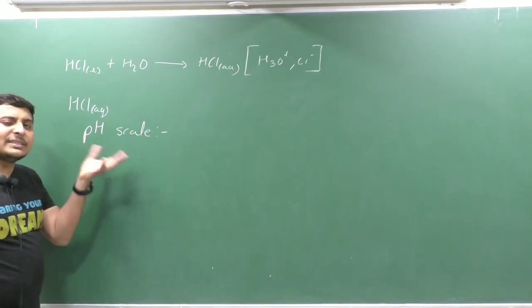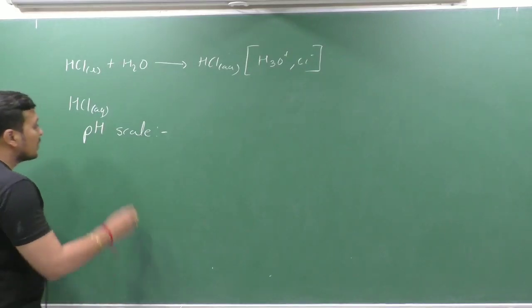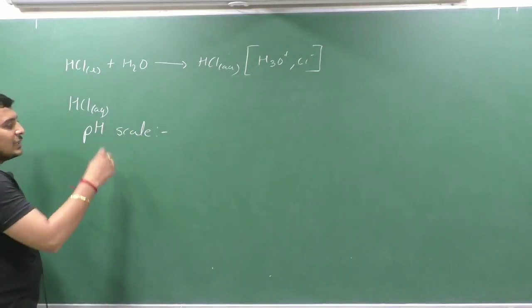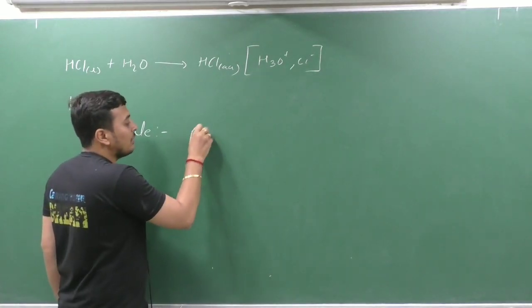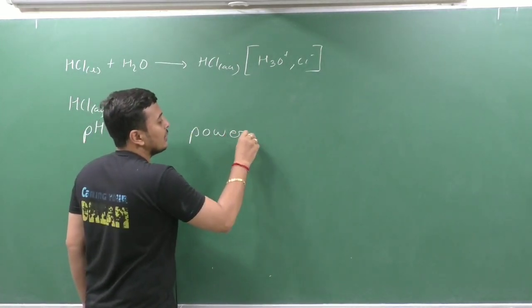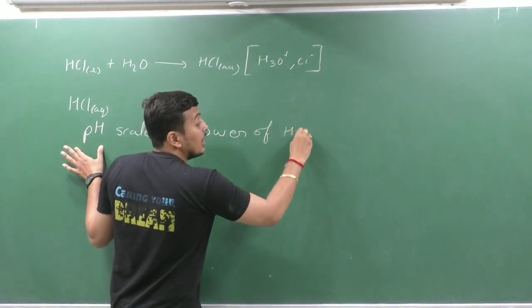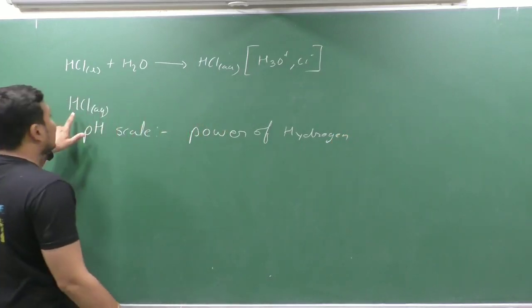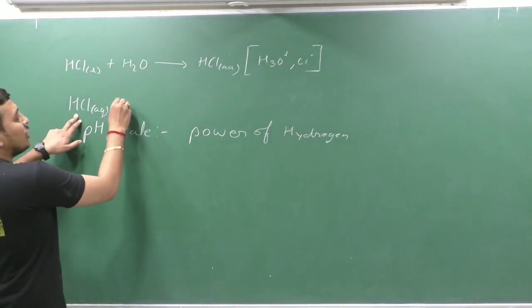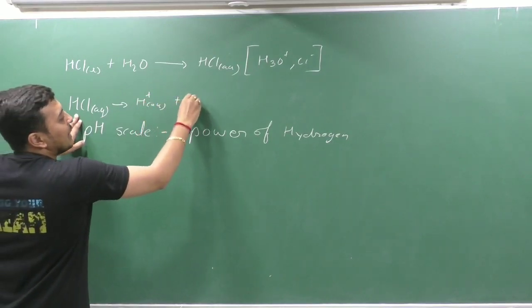Clear? It is a very easy concept and one of the most important concepts, so try to focus here. What do we mean by pH scale? pH, P here stands for potence or power of hydrogen. pH means power of hydrogen. Why? Because HCl, what will be there in the aqueous solution of HCl? Obviously it will be H+ and Cl-.